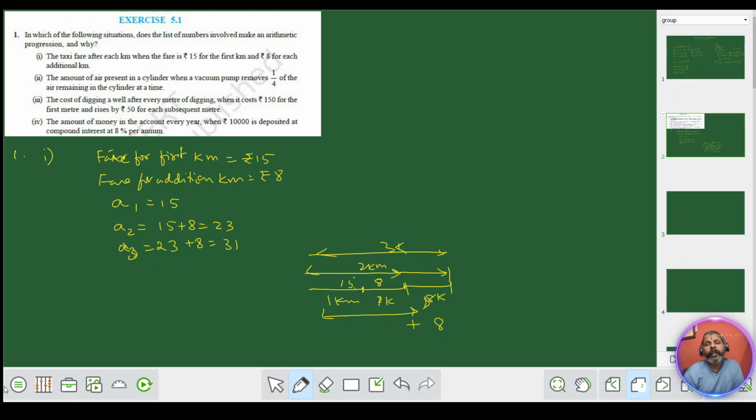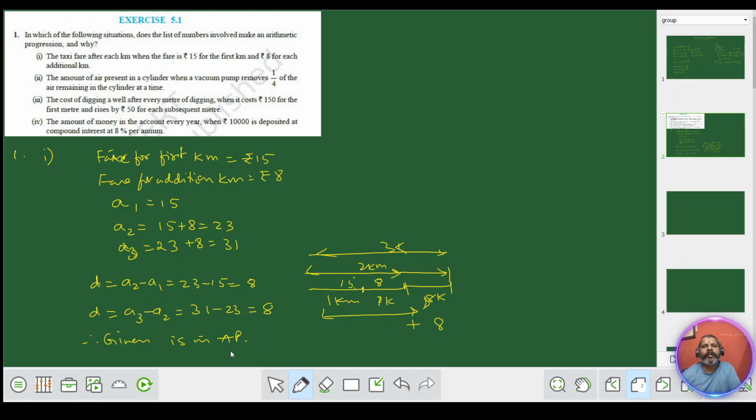To find whether they are in AP or not, you have to find the common difference, and if it comes a constant number then you say it's in AP. So we'll say D equal to A2 minus A1, 23 minus 15, 8. D equal to A3 minus A2, 31 minus 23, that is 8. Since common difference is constant, therefore the given is in AP. Understood?